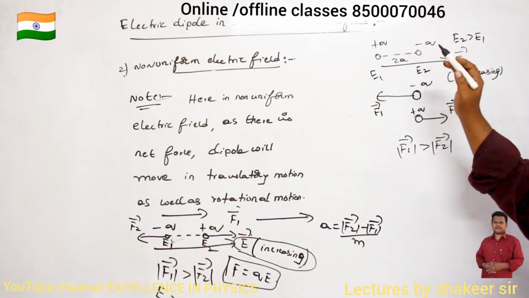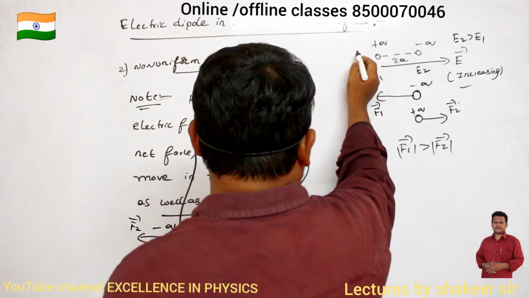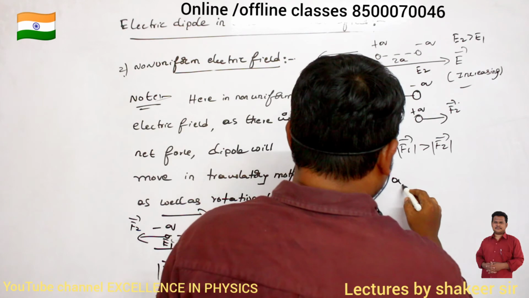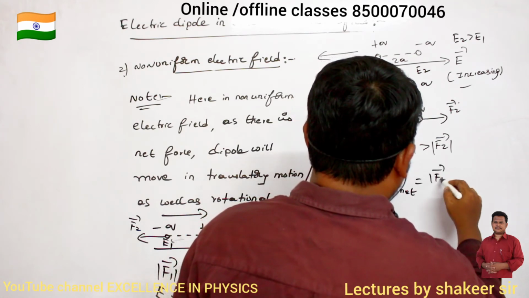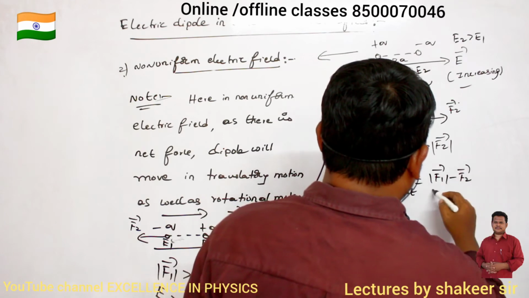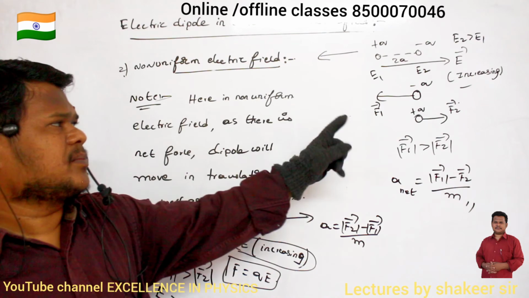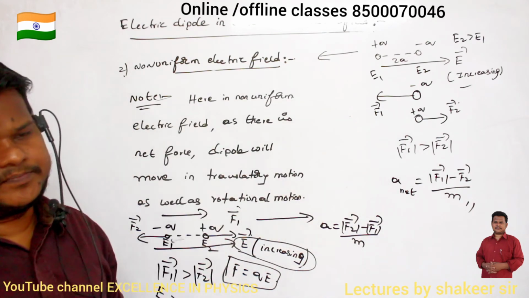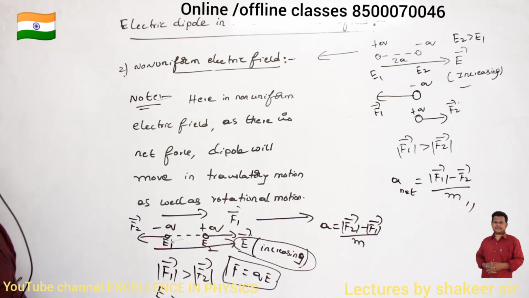So in which direction will the total dipole accelerate? The total dipole will accelerate in the direction of the net force. Clear? The net acceleration is equal to the magnitude of F1 dash minus F2 dash, divided by M, where M is the total mass of both the charges. So they will accelerate in this direction. Are you able to understand? That's all. Make a note up to here. Clear?